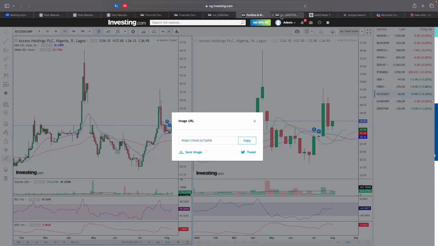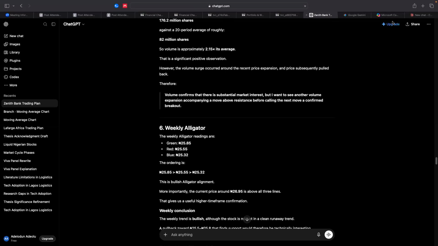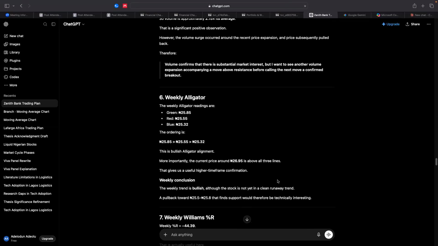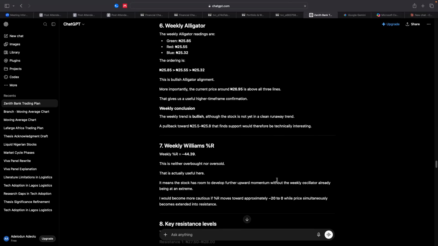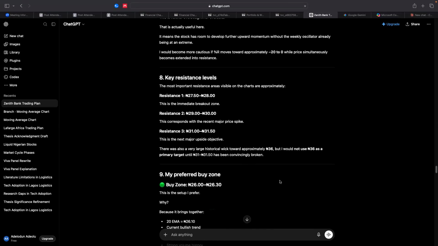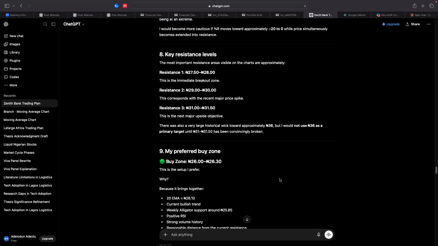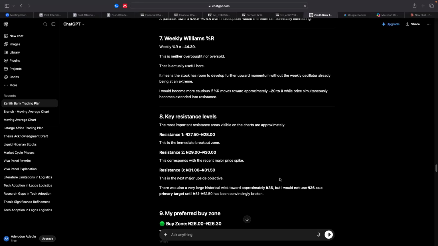Williams %R reads minus 46.90, well above the minus 50 threshold, confirming weekly bullish pressure. And ATR at 2 naira 36, reflecting healthy weekly expansion. And volume, massive weekly volume expansion at 827.50 million.